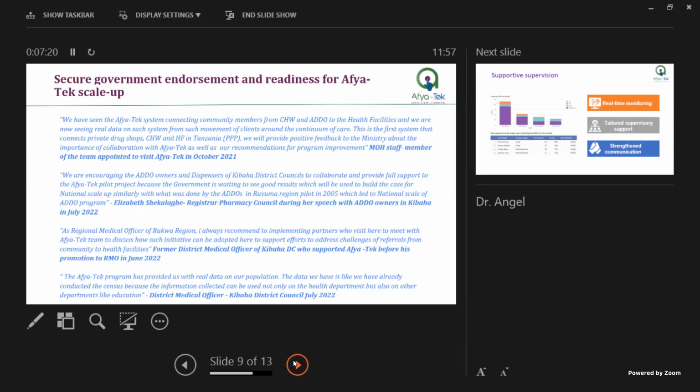And of course, the last quote was from the district medical officer, and I like this quote very much because she said that the AFETEC system, the dashboard, is actually more than the census itself, because it has a lot of information that can't be found anywhere else. So even some of the projects that come to Kibaha are also using the AFETEC dashboard to do the sampling for the study that they want to do in the program area.